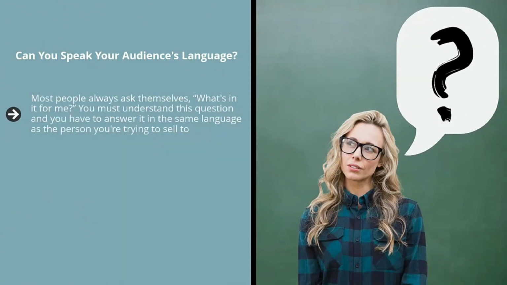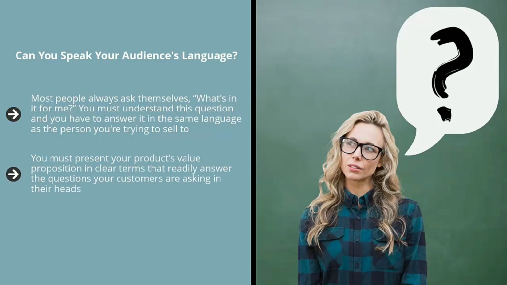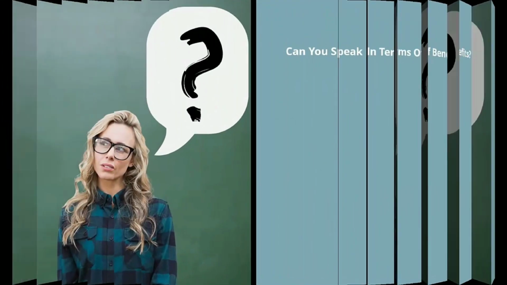Most people always ask themselves, what's in it for me? You must understand this question, and you have to answer it in the same language as the person you're trying to sell to. Otherwise, you're not going to make a sale. It's just that simple. You must present your product's value proposition in clear terms that readily answer the questions your customers are asking in their heads.